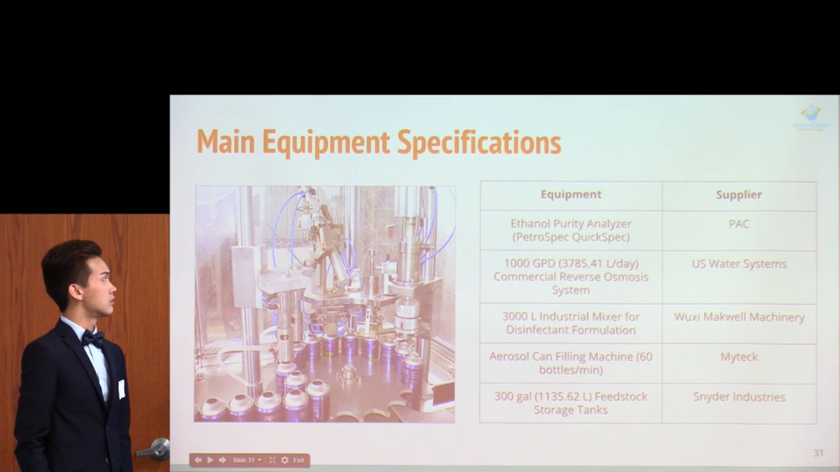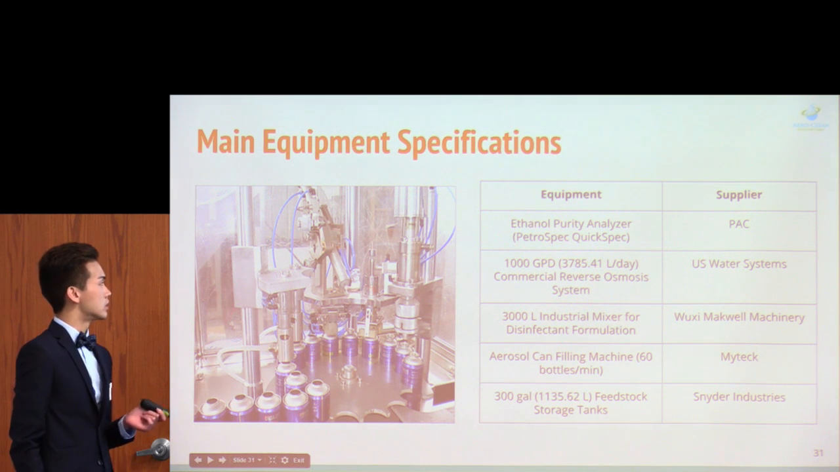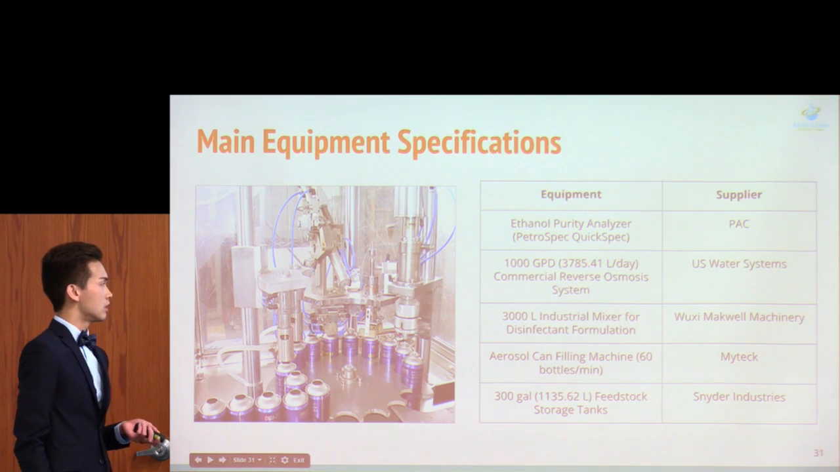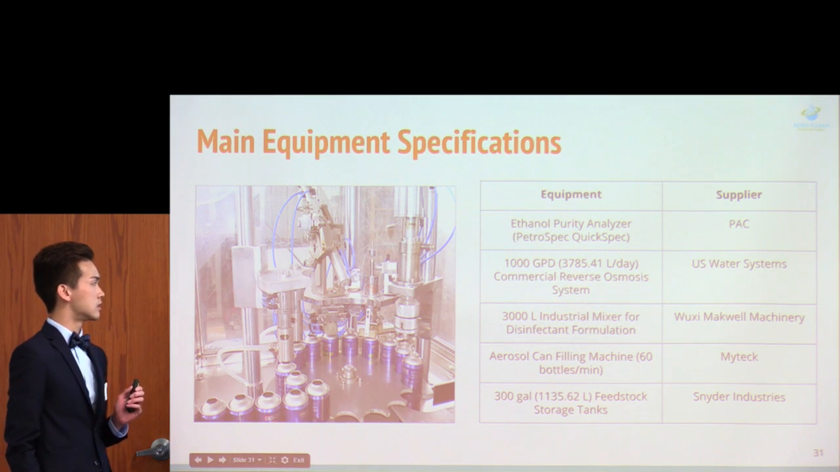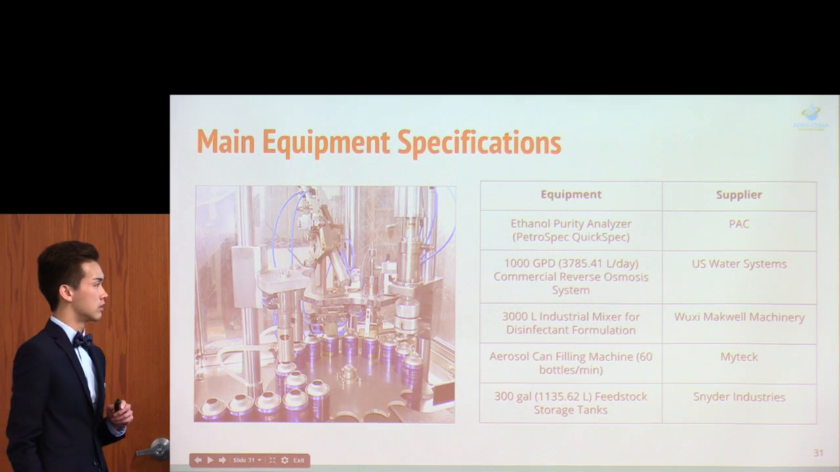So this is a list of our main equipment that we're purchasing. We're buying an ethanol purity analyzer for the initial purity check, a 1,000 gallon per day reverse osmosis system to purify the water, a 3,000 liter industrial mixer, an aerosol can filling machine that fills the cans at 60 bottles per minute, and 3 300 gallon feedstock storage tanks for the ethanol, water, and final formulation.